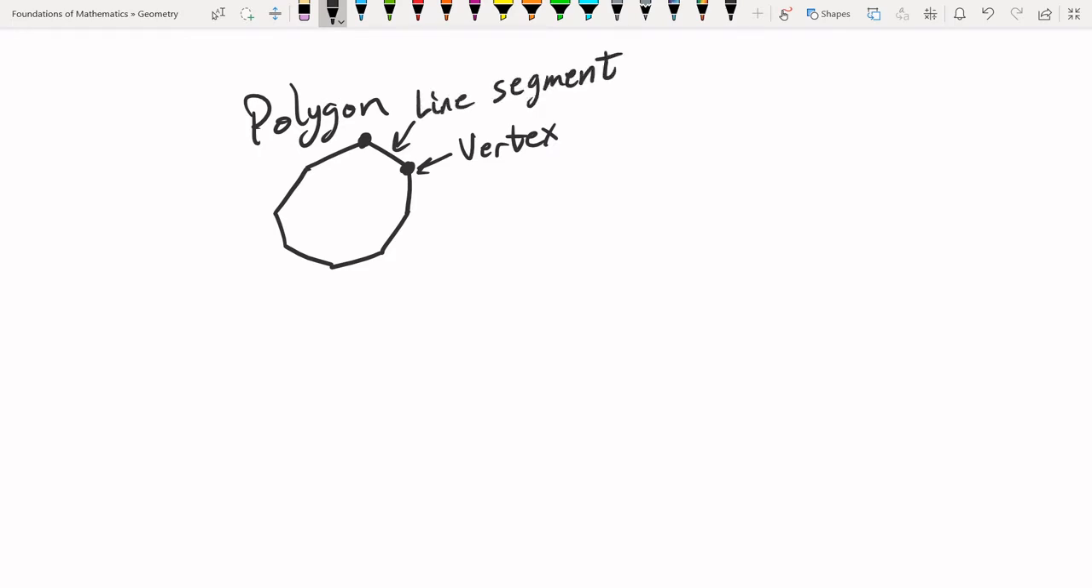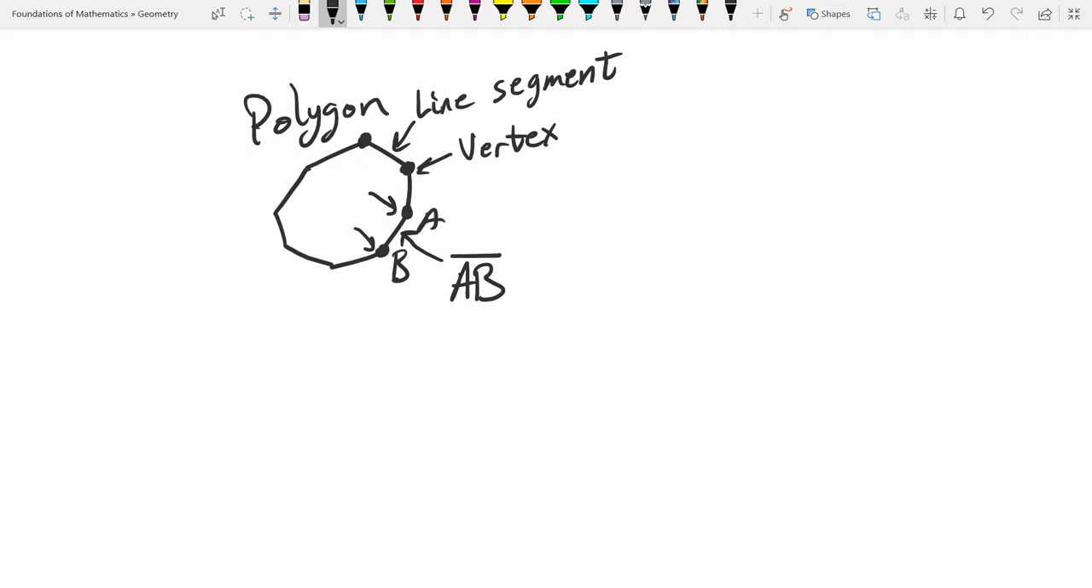We use capital letters to designate the names of vertices. They're typically the most important part of a polygon. So for instance, A is this vertex here, B is this vertex here, and the line segment between them we designate as AB with a little line above it.